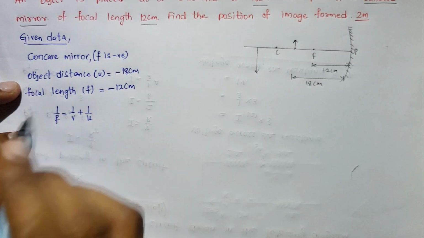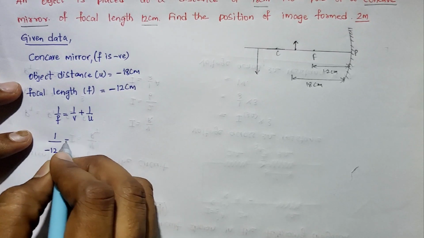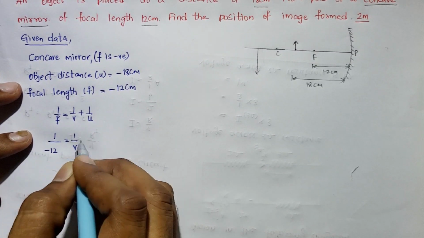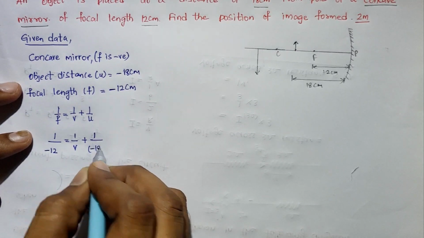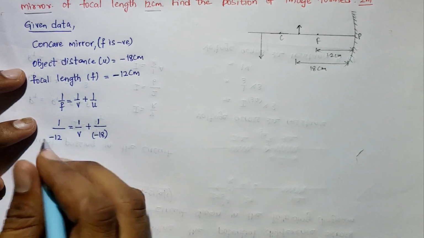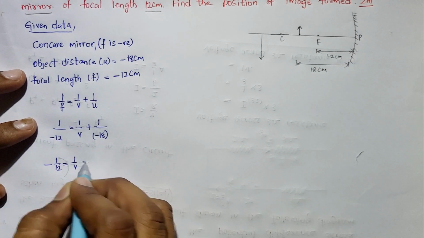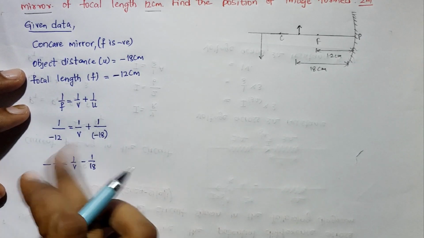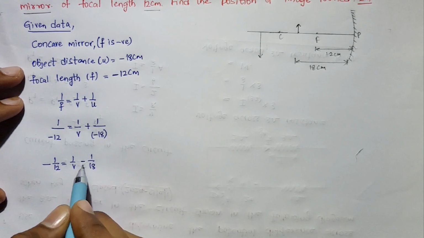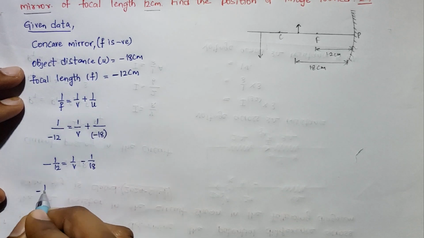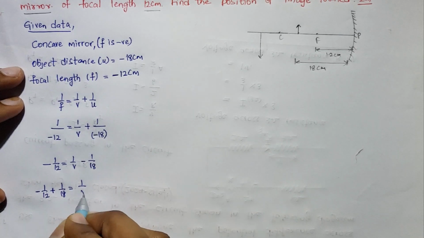Substitute the values. While substituting the values into the mirror formula, we should substitute with the polarity, and for the quantity we need to find out, we should not give any polarity. Plus 1 divided by u is minus 18. So now minus 1 by 12 is equal to 1 by v plus 1 by minus 18. I will solve step by step neatly. Look at it very slowly. Minus 1 by 18, I will send to that side. It becomes minus 1 by 12 plus 1 by 18 is equal to 1 by v.